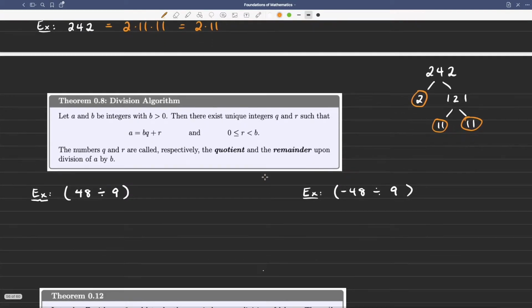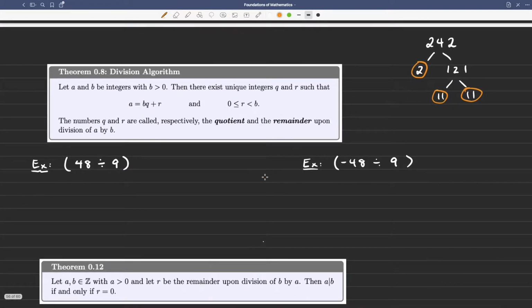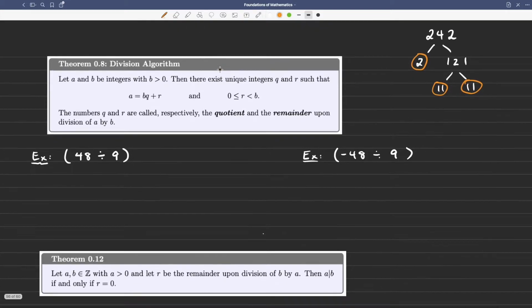Now, a concept that is closely related to the concept of divides comes in the form of the division algorithm. So the division algorithm is actually a theorem that can be proven, although we don't have the tools that we would need to prove it right now. It requires a process called mathematical induction. But here's what the division algorithm says.